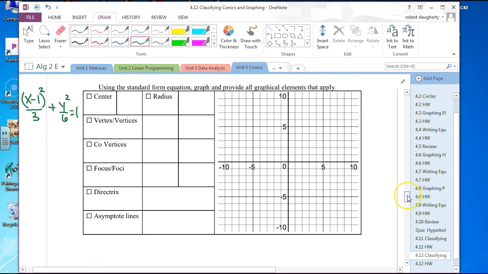Okay. So this is a what? What are we graphing? An ellipse. Does it have a center? Does it have a radius? Does it have vertices? Covertices? Foci? Directrix? Asymptotes? For an ellipse? No. Hyperbolas are the only ones with asymptotes. Okay. So what is the center? 1, 0.